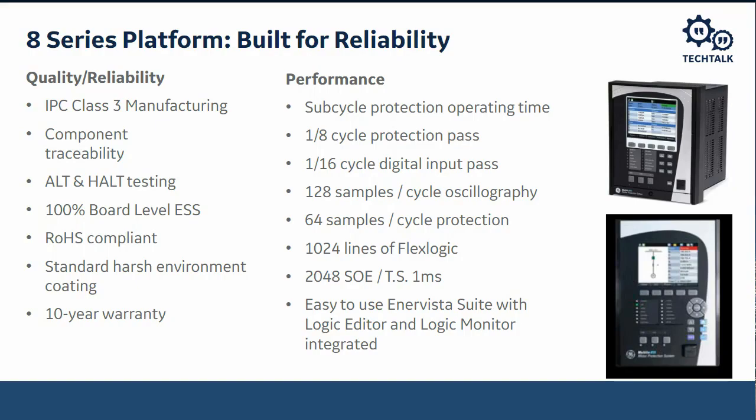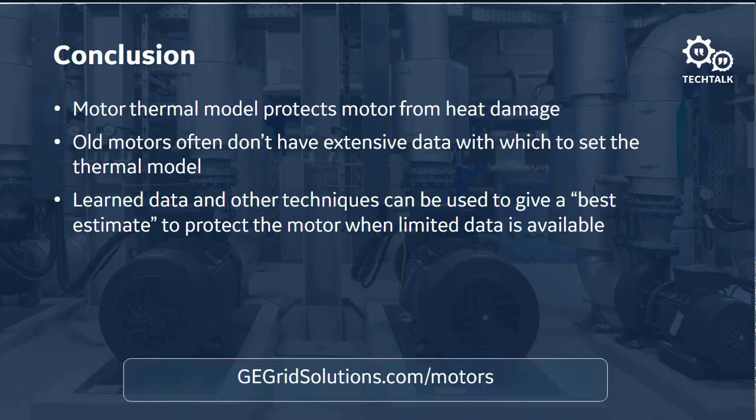So with that said, a couple of conclusions. The motor thermal model protects the motor from heat damage by modeling the thermal capacity used. A lot of these old motors, we don't have a lot of extensive data. So learned data and some of the techniques that I've shown today, they're better than nothing, and it gives us a best estimate to give the motor the ability to start, to run, and to not damage the motor. So with that said, I think I have a few minutes, about 10 minutes for questions.